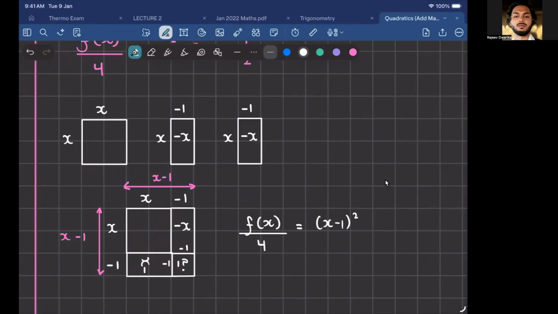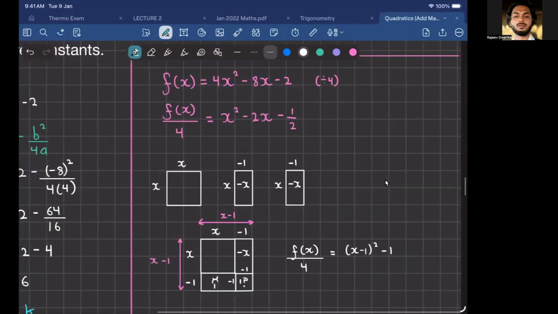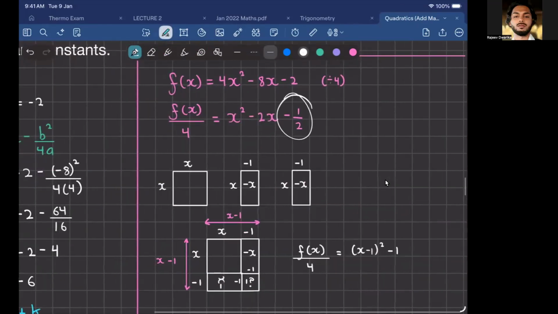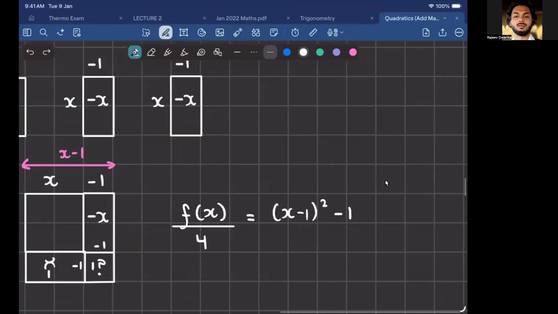However, Caleb, we're missing one. If you're missing one, would you say +1 or -1? It will say -1. And from the start, we were missing what already? It was missing a half, right? So -1/2.